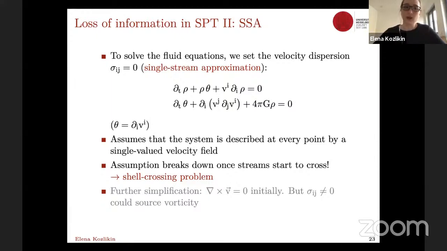Another simplification that is made is that the velocity field is vorticity free initially. This assumption is fine, but since we have neglected the velocity dispersion, we have also given up the opportunity for a vorticity of the velocity field to arise, because the velocity dispersion term could source vorticity. We don't know how large the effect would be, but it's just a further simplification that goes into the fluid equations.